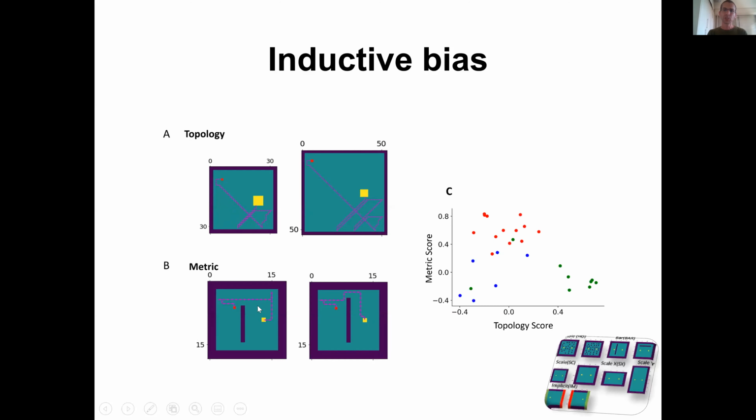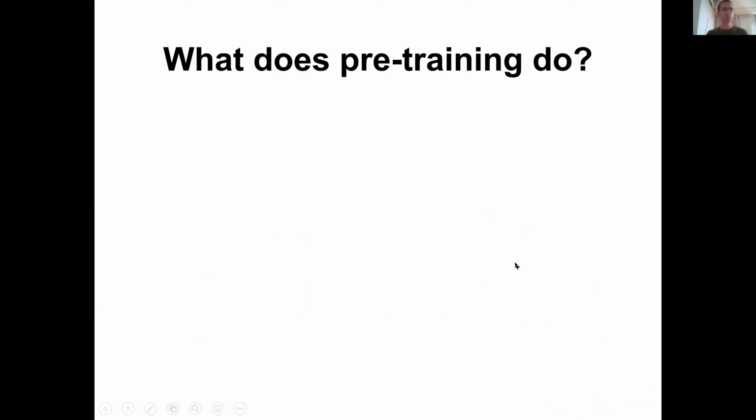And if we then use a host of tasks, we can define a topology score and a metric score. And we see that random networks, these are the blue ones, are able to solve it somewhat. But the pre-trained networks are both better, so they move in the direction of better performance, but also the position network moves in one direction, the memory network, the landmark, moves in the other direction.